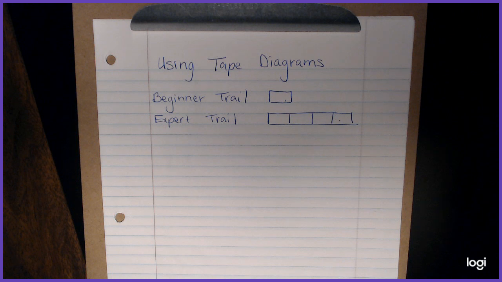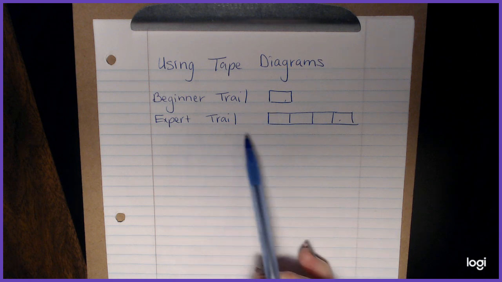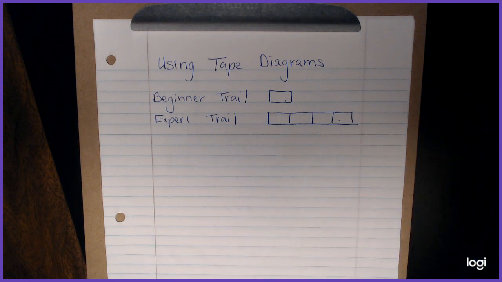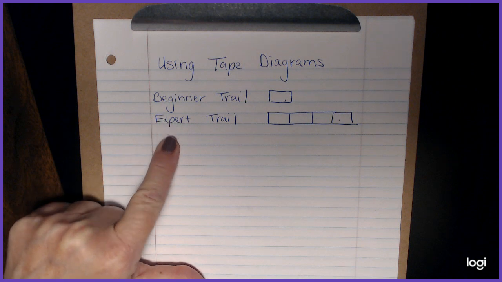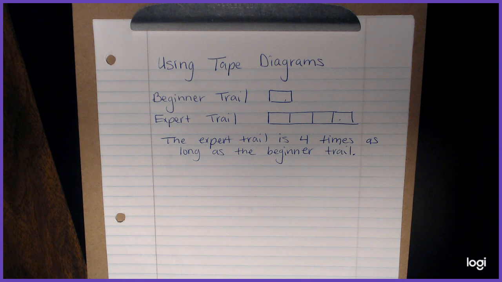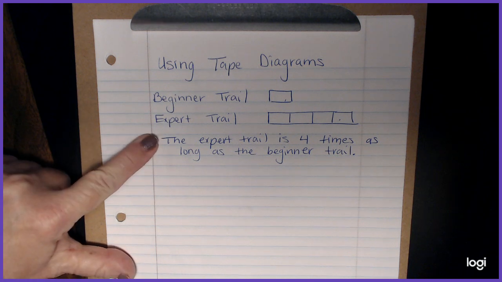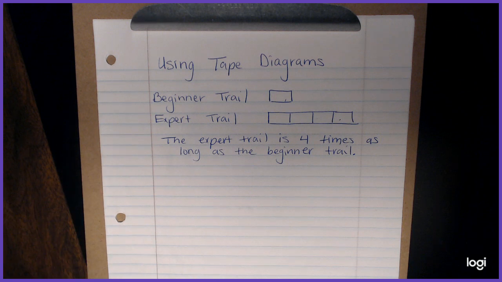What can I determine? Well, I don't really know how long the beginning trail is. I don't know how many miles it is. So I'm not able to figure out the expert trail as well. However, I can tell you that the expert trail is 4 times as long as the beginning trail. So we're going to write that down. On your screen here, you see it says that the expert trail is 4 times as long as the beginner trail. So if you would write that in your notes for me, please.